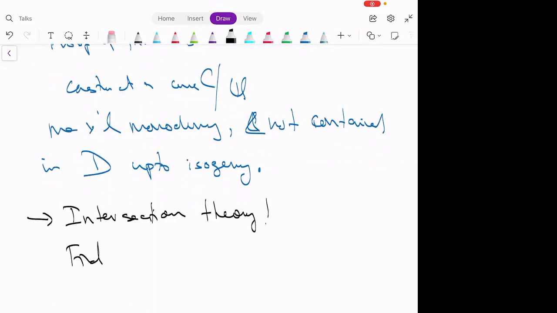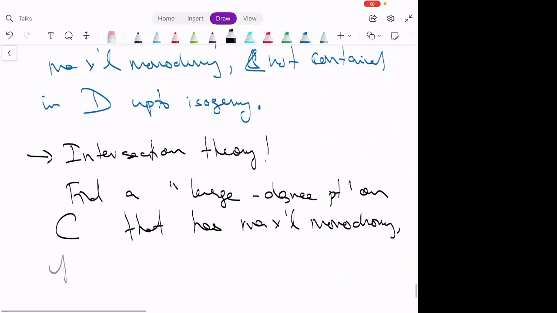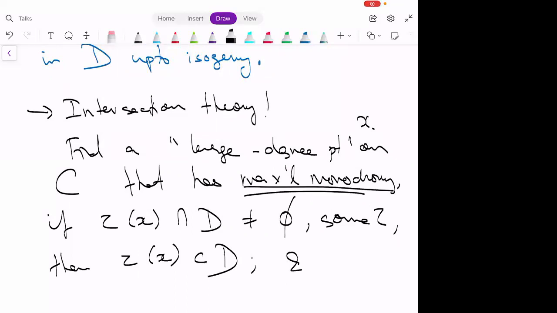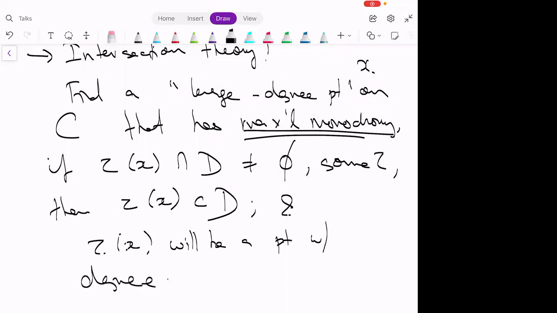So if we find a large degree point on C that has maximal monodromy, let's say the large degree point is x, then if tau of x intersected with D was non-empty for some tau, then one has that tau of x has to be contained in D by maximality of monodromy. And in fact, tau of x will be a point with degree equal to the degree of x multiplied by the degree of tau.